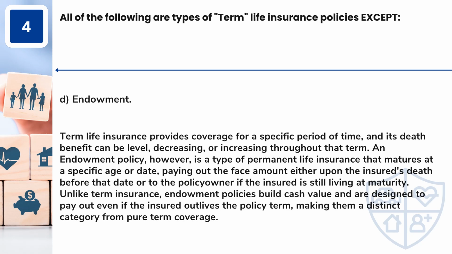Answer: D. Endowment. Term life insurance provides coverage for a specific period of time, and its death benefit can be level, decreasing, or increasing throughout that term. An endowment policy, however, is a type of permanent life insurance that matures at a specific age or date, paying out the face amount either upon the insured's death before that date or to the policy owner if the insured is still living at maturity.